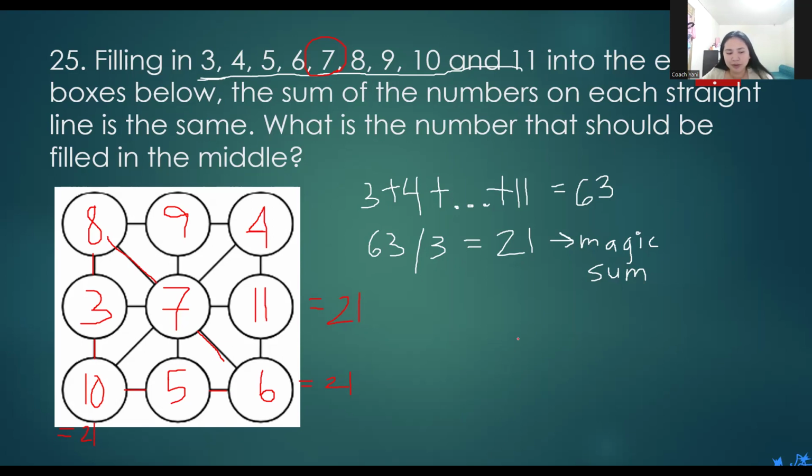First, what do we do again? We find the value of 3 plus 4 plus 5 plus 6 plus 7 plus 8 plus 9 plus 10 plus 11. We find the sum, which is 63. And then we find the magic sum. How do we do that? We just count how many rows here. So you have 1, 2, 3. And you divide the sum by the number of rows. You have 21. And that is the magic sum. And then what's the last step?